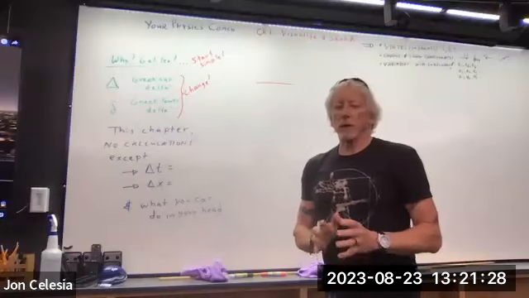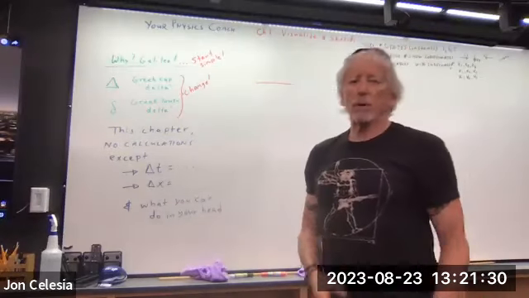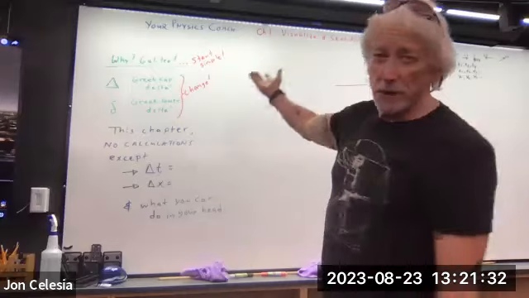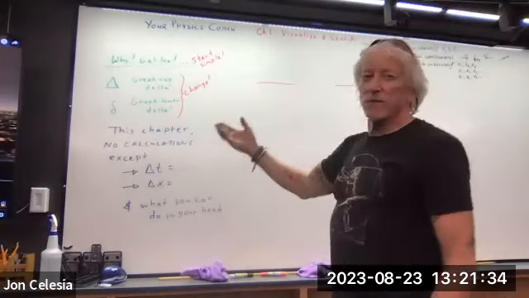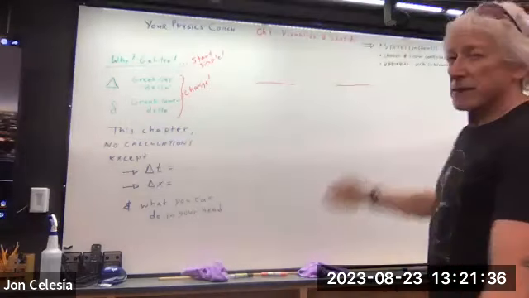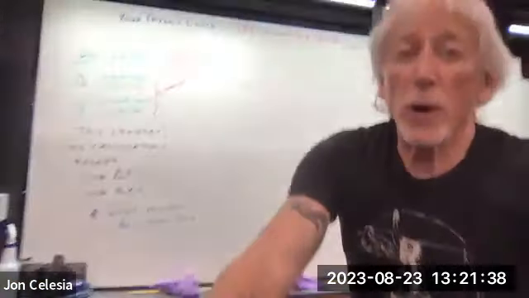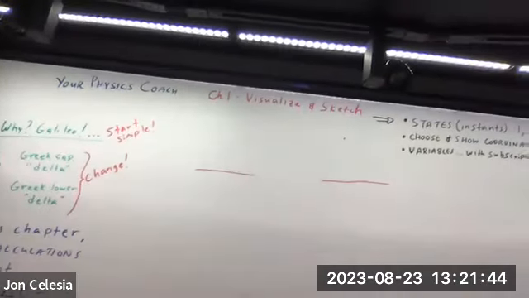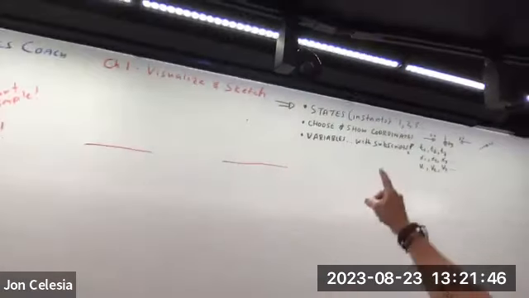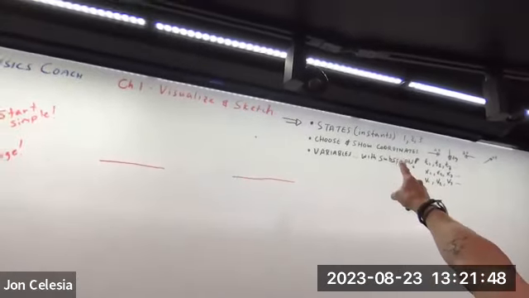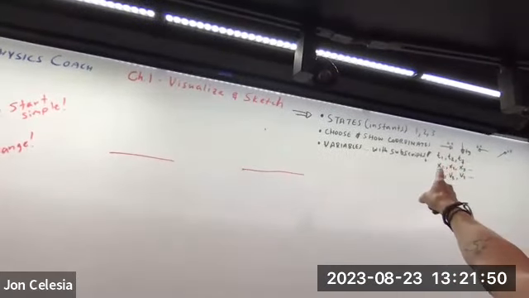Help with chapter 1. Maybe it's clear to you, maybe it's not, but this is your physics coach. Chapter 1 is visualize and sketch. I'll move you around just for a second. And when you visualize and sketch, you're going to show states or instants and label them 1, 2, 3.